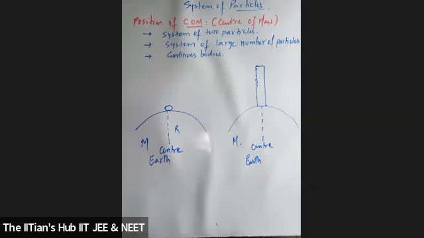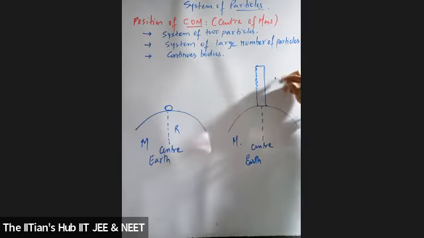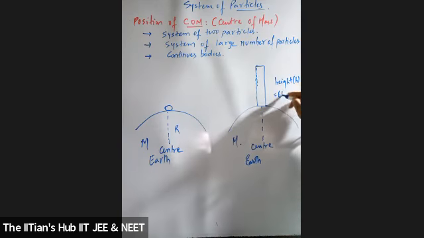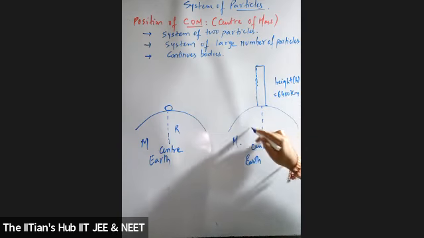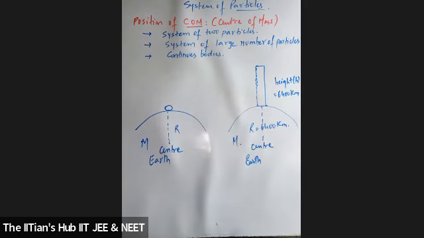I'm trying to construct a pillar whose height is equal to 6,400 kilometers. That's the radius of the earth. Are the two diagrams clear to all of you, students?